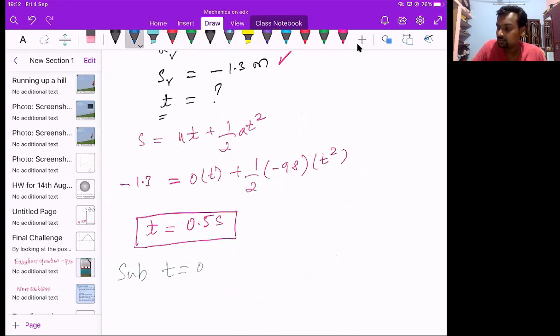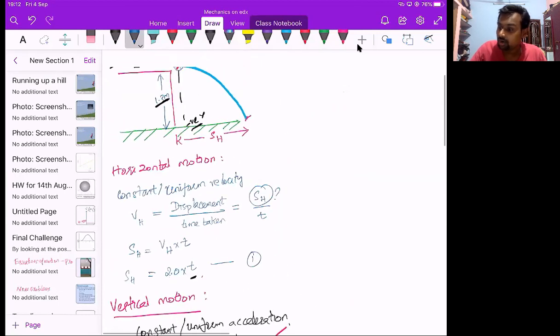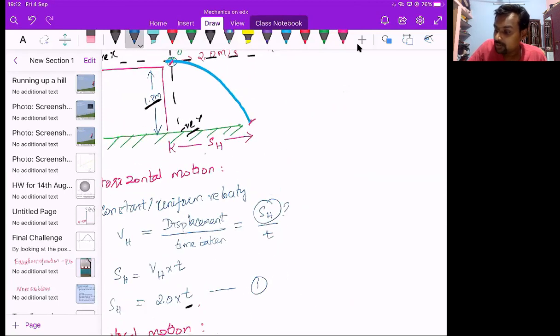Right? So what I am going to do is just substitute t equals 0.5 seconds in equation number 1, which is sh equals 2.0 into 0.5. So sh basically becomes 1.0 meters. Which means the ball is going to fall 1 meter away from the table. That's what the answer is.